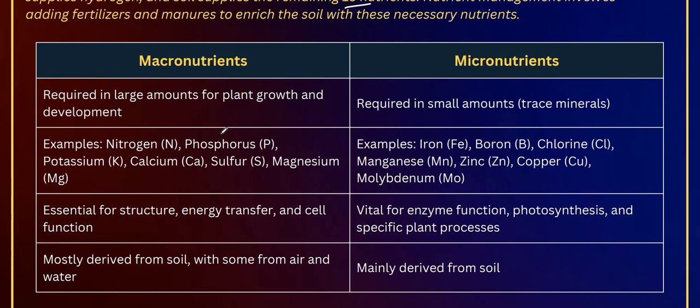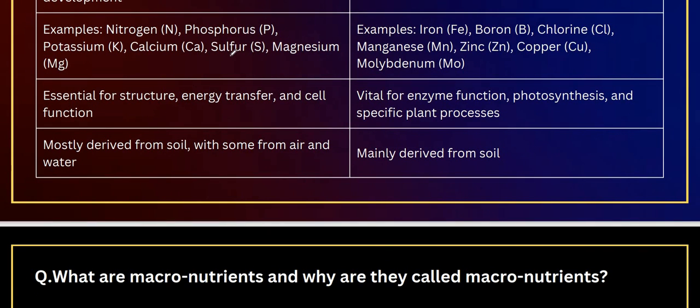Macronutrients and micronutrients. Macronutrients are the nutrients which are required in a large amount. Micro means required in small amount. Macronutrients, just now we saw: NPK, nitrogen, phosphorus, potassium, calcium, sulfur, manganese. Micronutrients means iron, boron, zinc, chlorine, manganese, zinc, sulfur, etc. Essential for structural, energy transfer and cell function.